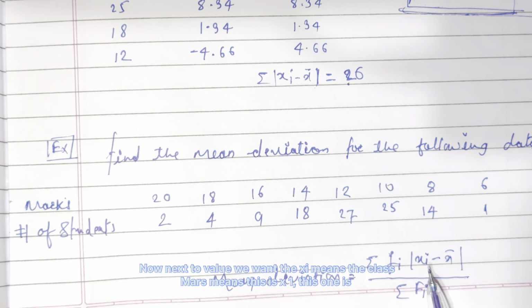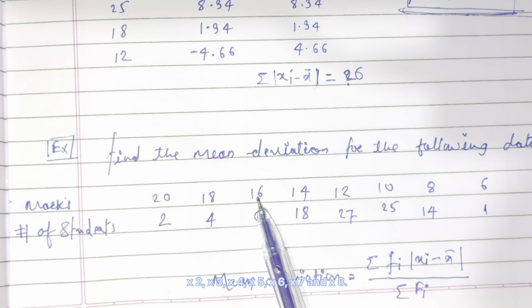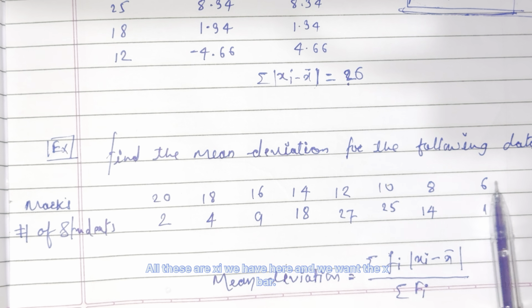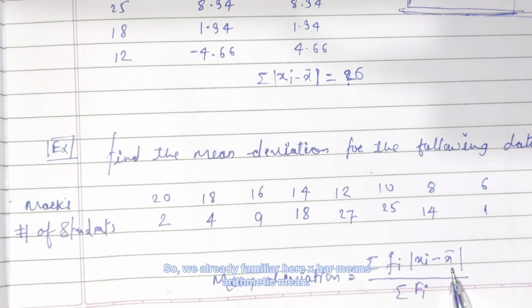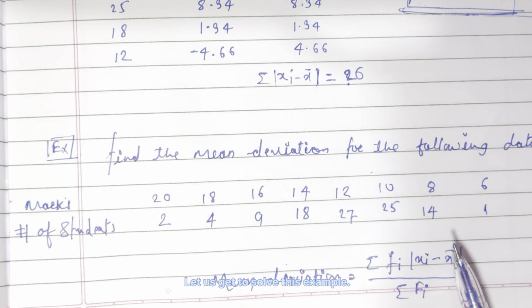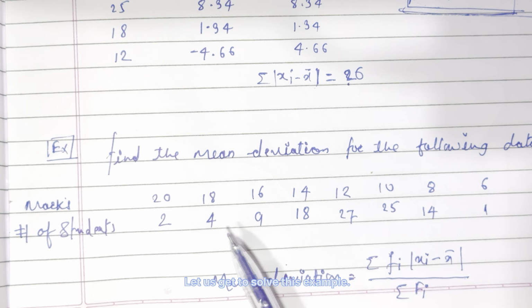Next, we want the xi, which means the class marks. This one is x1, this one is x2, x3, x4, x5, x6, x7 and x8. All these are xi. And we want the x bar, which we are already familiar with. X bar means the arithmetic mean. And for grouped data we use the arithmetic mean as the summation of fi xi divided by summation of fi. Okay, let's solve this example.